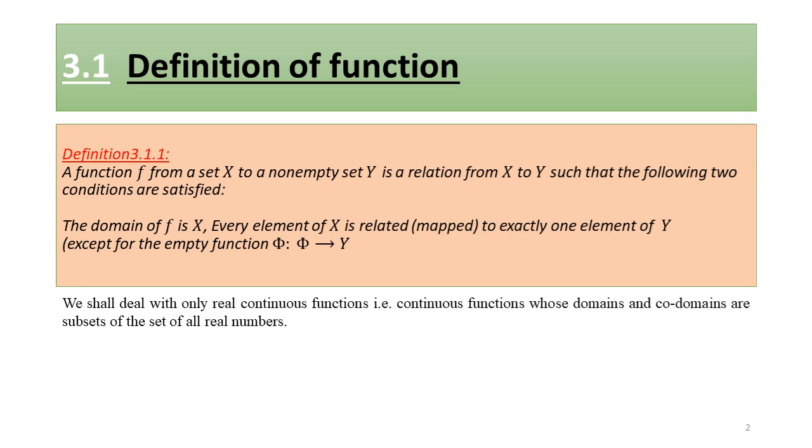Definition of a function. A function f from a set X to a non-empty set Y is a relation from X to Y such that the following two conditions are satisfied. The domain of f is X. Every element of X is related to exactly one element of Y, except for the empty function phi mapped to Y. We shall deal with only real continuous functions, that is, continuous functions whose domains and codomains are subsets of all real numbers.